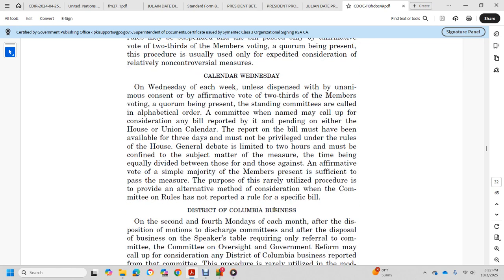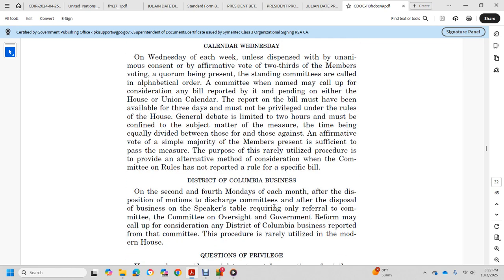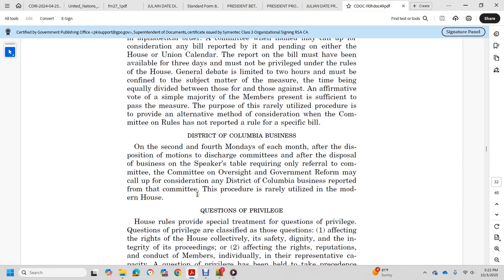District of Columbia business: on the second and fourth Mondays of each month, after the disposition of motions to discharge committees and after the disposal of business on the Speaker's table, the requirement of referral, the Committee on Oversight and Government Reform may call up for consideration District of Columbia business reported by the committee. This procedure is rarely utilized in the modern House.